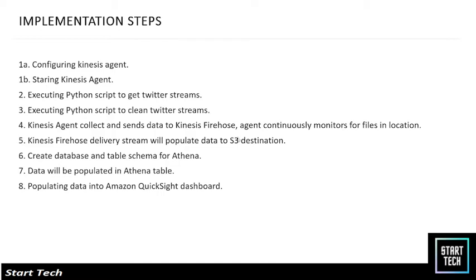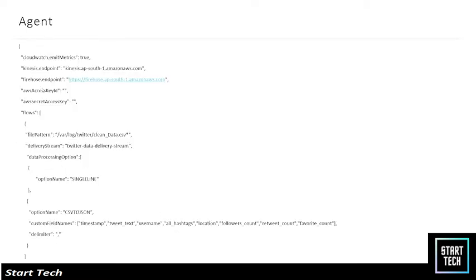This would happen after 60 seconds, as that is the buffer size and we cannot decrease it, or 1 MB of data collected in the .csv files. Then creating the database table schema for Athena, then populating the Athena table so that we can get the count size, then populating data to the QuickSight dashboard, and this is the agent script.